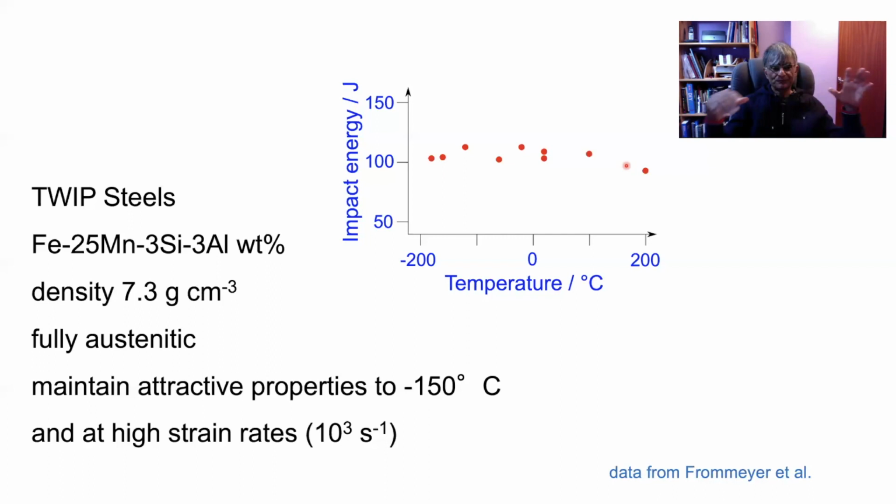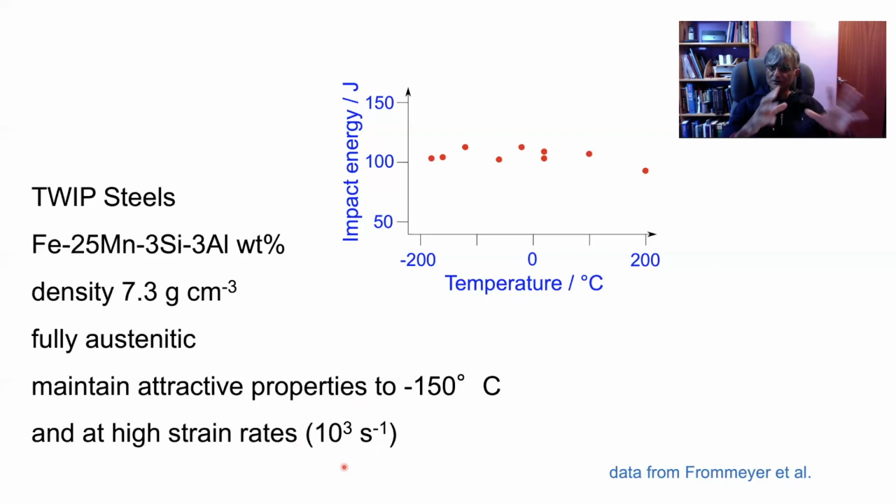Okay, so the properties remain attractive at cryogenic temperatures and even at high strain rates, you know, 10 to the 3 per second. Normally, if something behaves well when you reduce the temperature, it also behaves well when you increase the strain rate, because they have similar effects on the ductile-brittle transition temperature and so on.